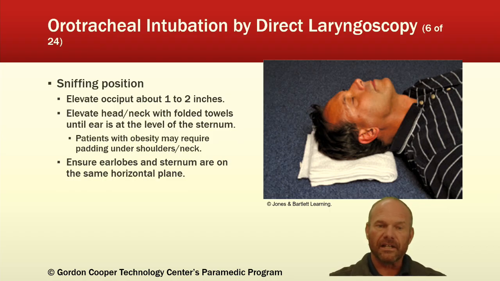So how to achieve it? Elevate the occiput, the back of the head, by about 1 to 2 inches. You see in your picture there, he's got some towels, getting that head back and elevated a little bit. Use folded towels or padding to raise the head or neck until the earlobe aligns with the sternum. With some obese patients, you may need to do something a little different. You'll ramp them up differently, probably putting some padding under the shoulders and the neck to achieve that proper alignment. If you have the time, take a quick glance from the side and make sure the earlobes and the sternum are on the same horizontal plane.